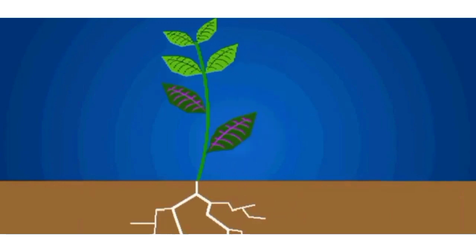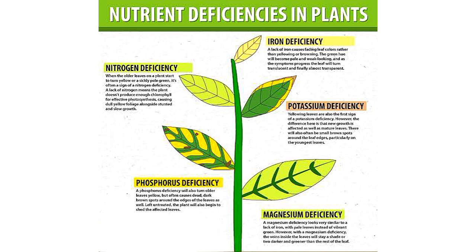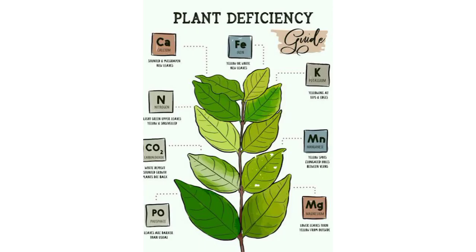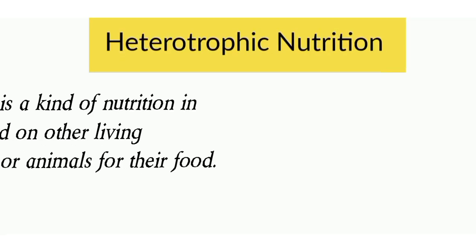This is a summary of nutrient deficiencies for other nutrients in plants like iron, magnesium, and others. You may pause this video to write them down and study them on your own. Let's move further to look at heterotrophic nutrition.